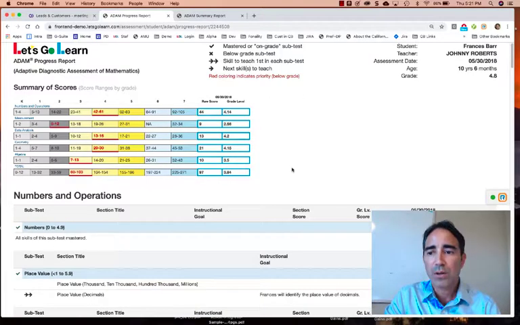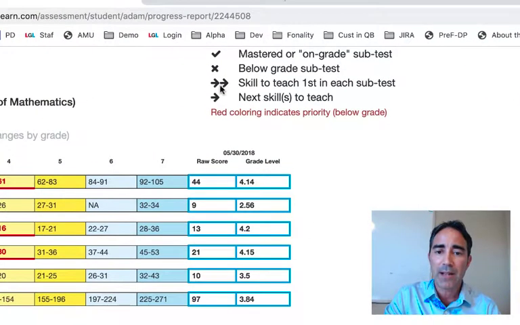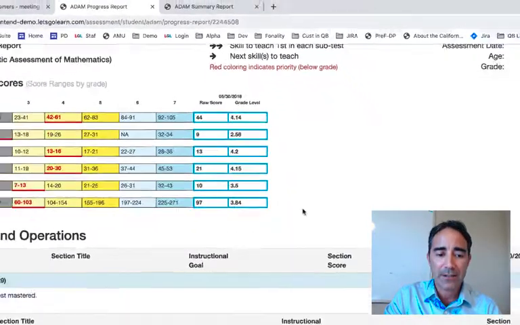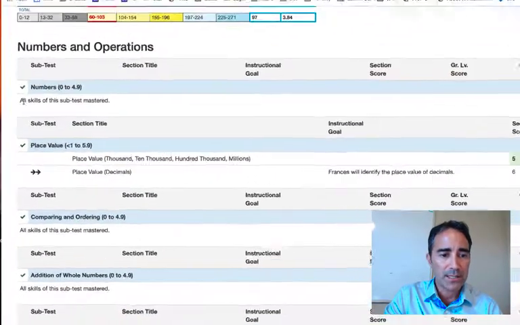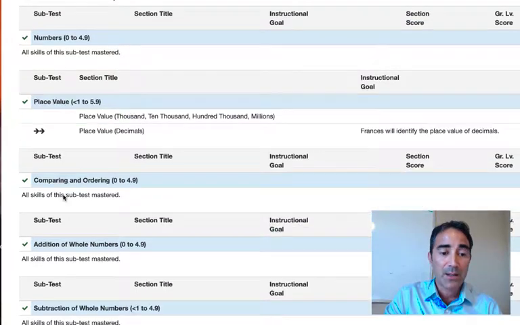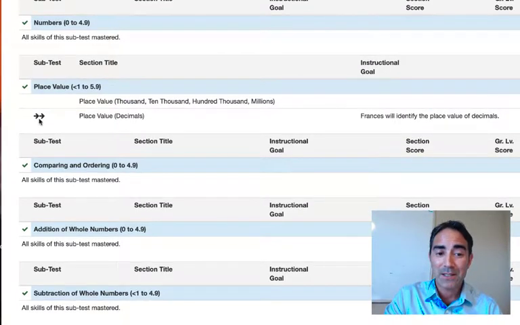So now we're looking at the corresponding progress report or detailed report. Now this report gives us a lot more detail. So on the very top you see the double arrow. This tells you this is the next skill that your child needs to learn. Right? So let's go ahead and take a look at this. Now we knew that Francis was strong in numbers, so it says all skills mastered in this area. Within place value, the double arrow is on decimal place value, so Francis will identify the place value of decimals. So that's all he needs to learn, and then he has this skill mastered, right?